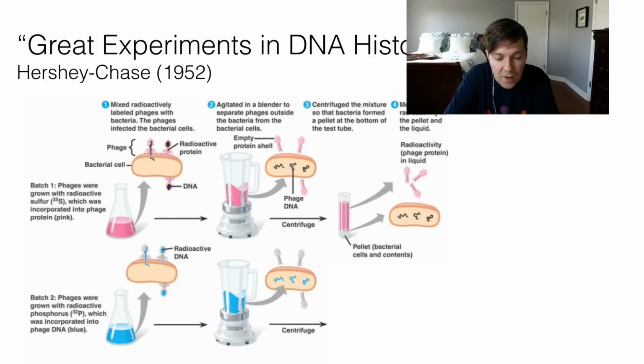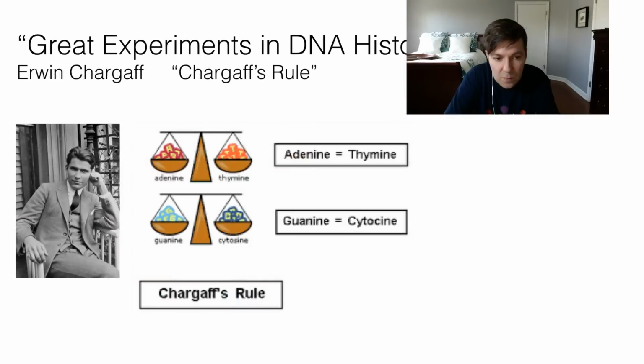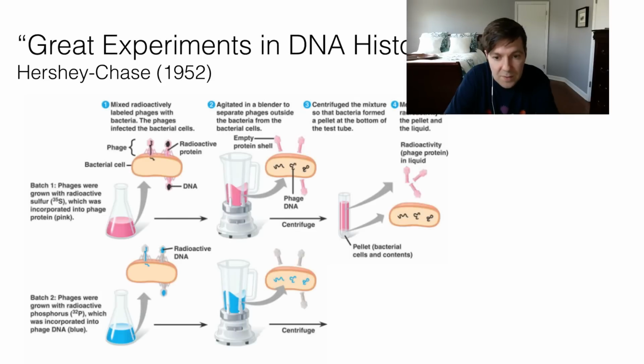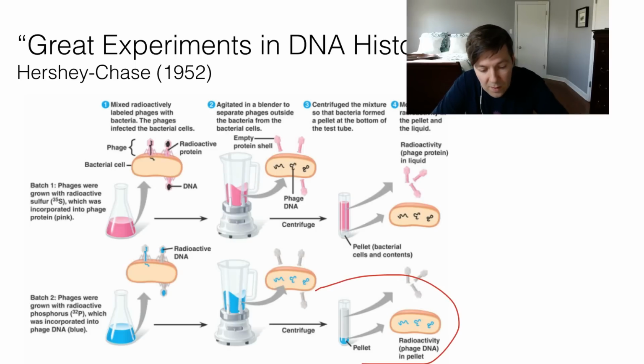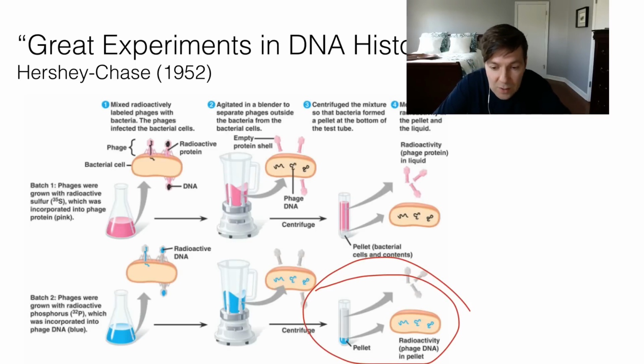So mix the virus in the bacteria, and then spin it down to isolate the bacterial cells. And it turns out that this is where we had the bacterial cells that contained the radioactivity, right? So what the virus was injecting into the bacteria was in fact its DNA, not its protein. So now we've got pretty conclusive evidence that DNA and not protein is that molecule of inheritance.